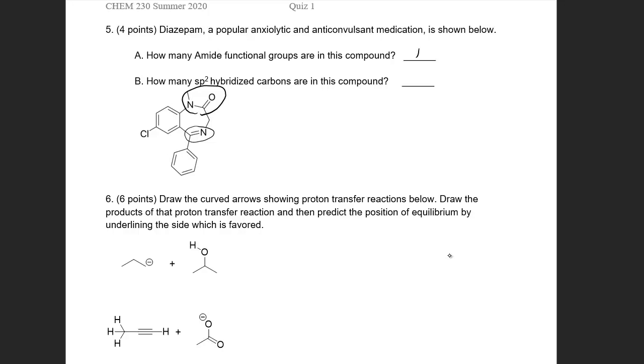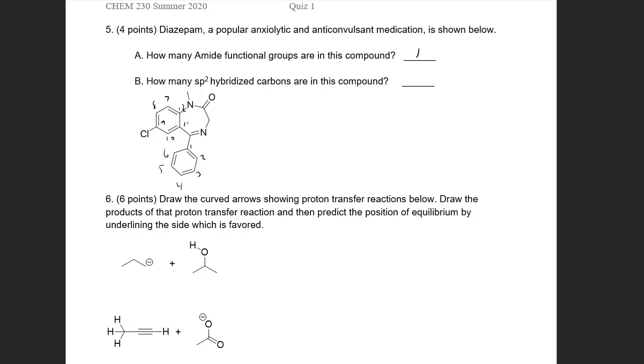And then for the number of sp2 hybridized carbons, let me go back and erase this. I had a broad range of answers that I saw for this. So for the number of sp2 hybridized carbons, we've got 6 in this ring. So 1, 2, 3, 4, 5, 6. Let me number that. As I was counting, 1, 2, 3, 4, 5, 6. We've got 7, 8, 9, 10, 11, 12 in this ring.